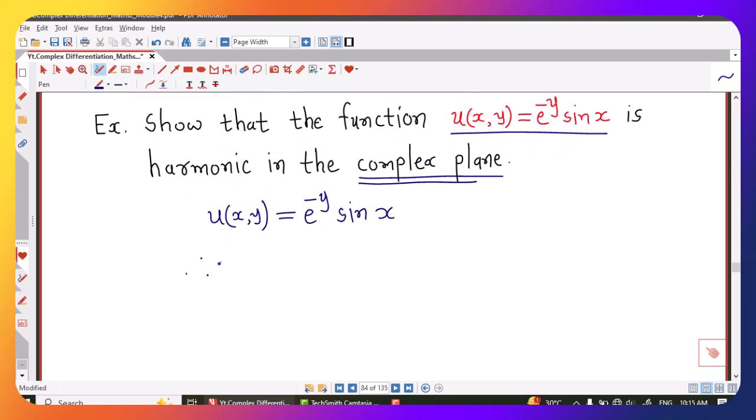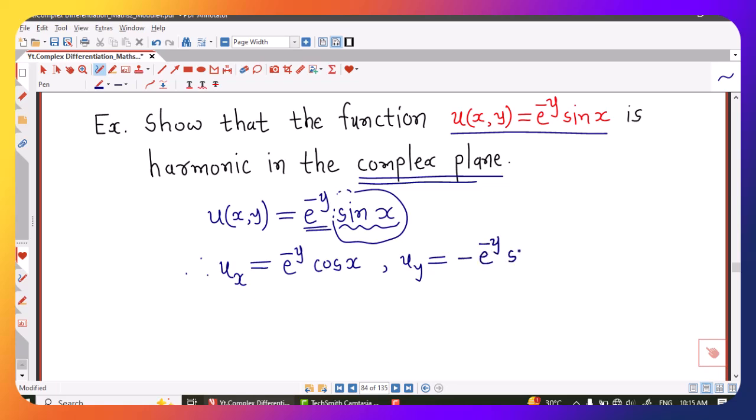So if we differentiate first with respect to x, we consider y as constant. Therefore e raised to minus y is constant. The derivative of sin x is cos x. And if we differentiate with respect to y, we consider x as constant. Therefore sin x is considered as constant, and the derivative of e raised to minus y is minus e raised to minus y, and sin x as it is.